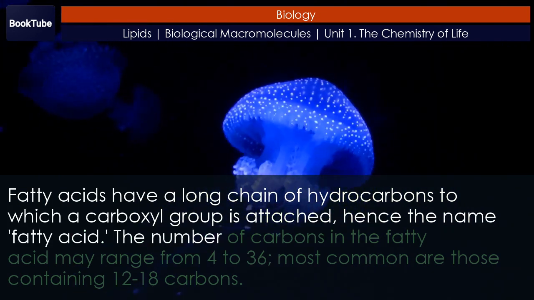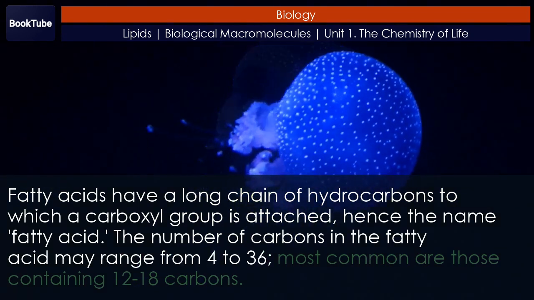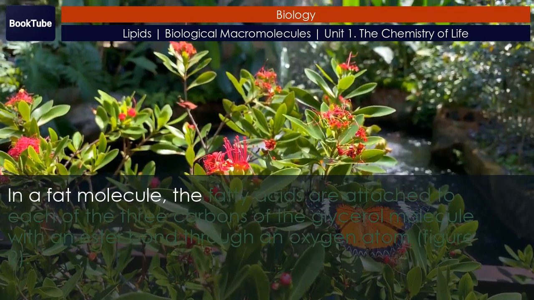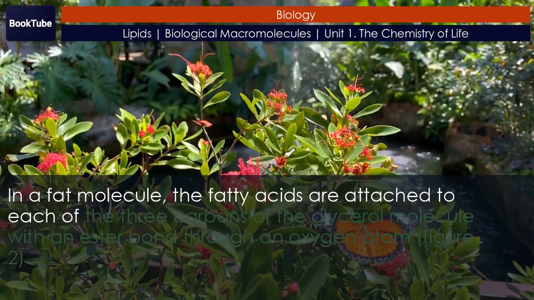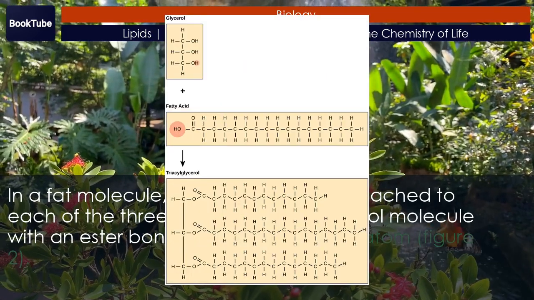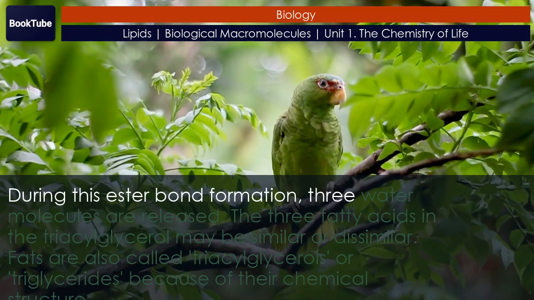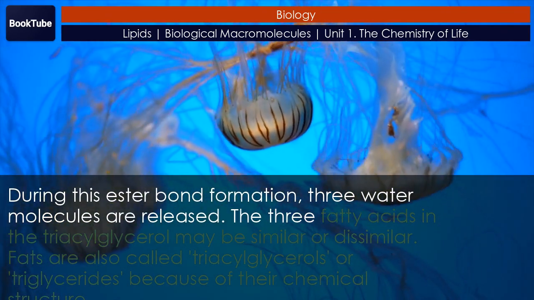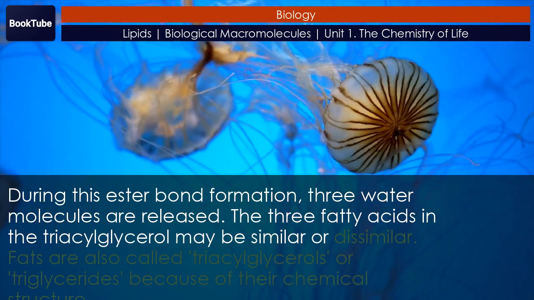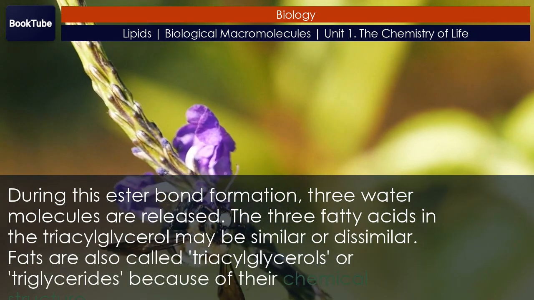The number of carbons in the fatty acid may range from 4 to 36. Most common are those containing 12 to 18 carbons. In a fat molecule, the fatty acids are attached to each of the 3 carbons of the glycerol molecule with an ester bond through an oxygen atom. Figure 2. During this ester bond formation, 3 water molecules are released. The 3 fatty acids in the triacylglycerol may be similar or dissimilar. Fats are also called triacylglycerols or triglycerides because of their chemical structure.